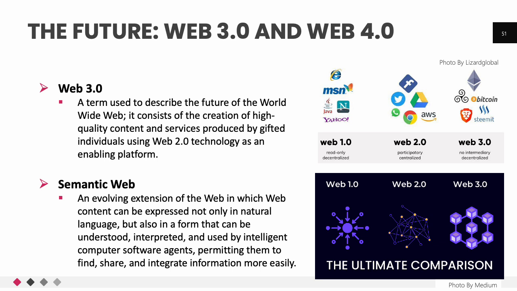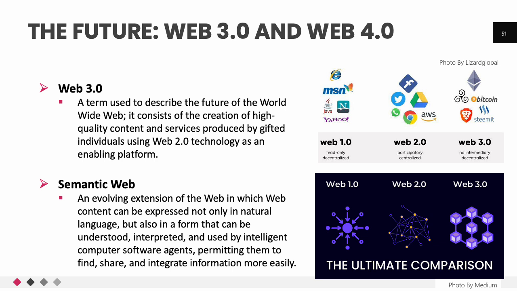And then let's talk about the semantic web. It's an evolving extension of the web in which web content can be expressed not only in natural language but also in a form that can be understood, interpreted, and used by intelligent computer software agents, allowing them to find, share, and integrate information more easily. This is a core part of Web 3.0.